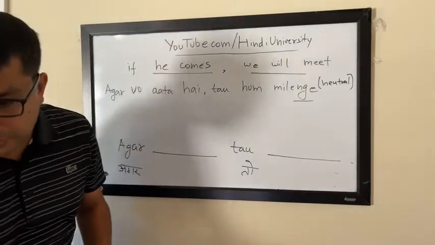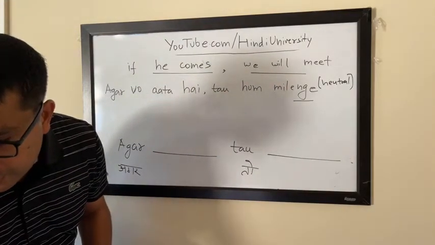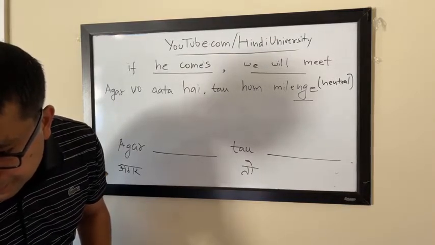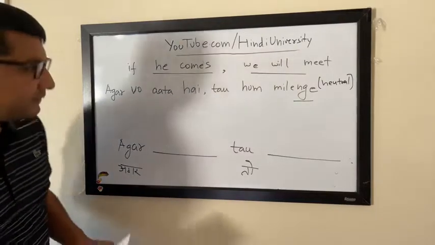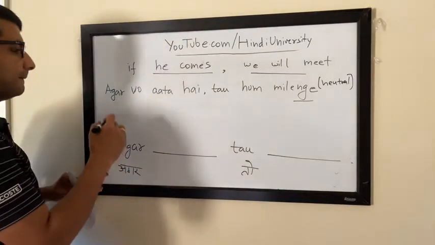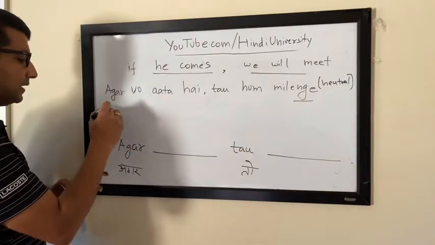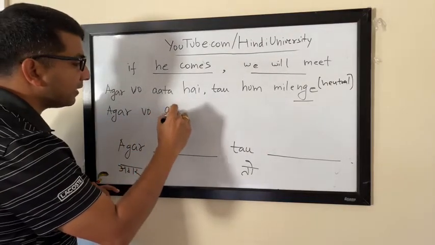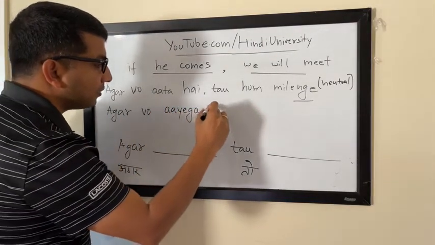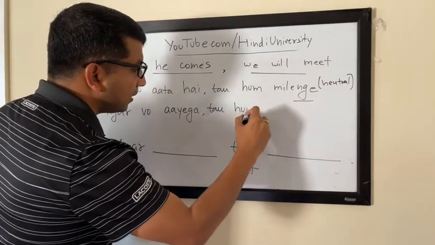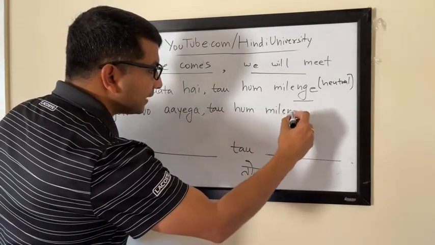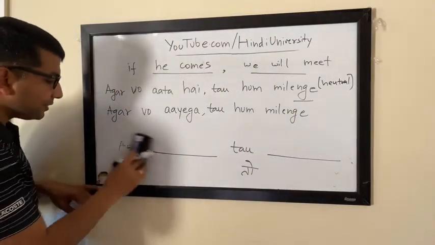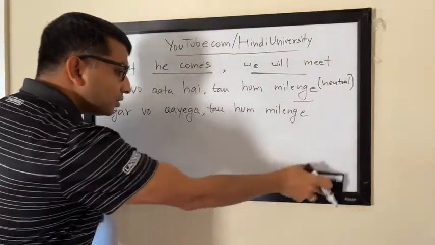Okay, so let's see who would like to help here. Chanel ji, do you want to go with the next one? Agar wo aayega, to hum milenge. Okay, very good. So agar wo aayega, तो हम मिलेंगे.